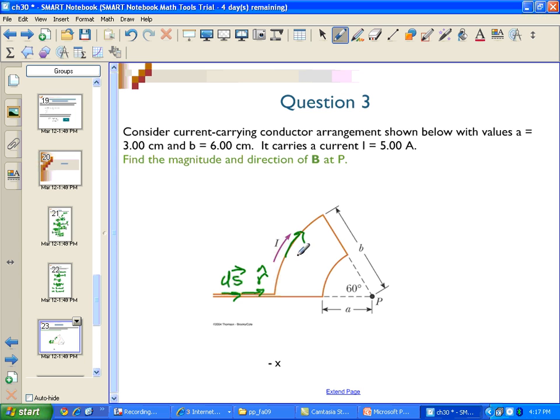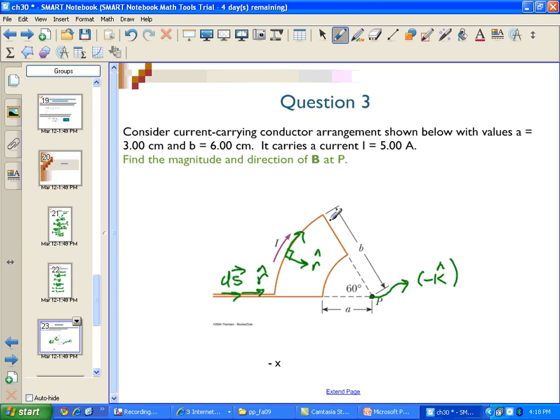Here we have ds along the arc, and R hat points towards the center, defining a 90-degree angle, so we will get a contribution here. And if we use the right-hand rule, what we find is that from the outer arc, we get a magnetic field contribution at the point P, which is in the minus k hat direction.